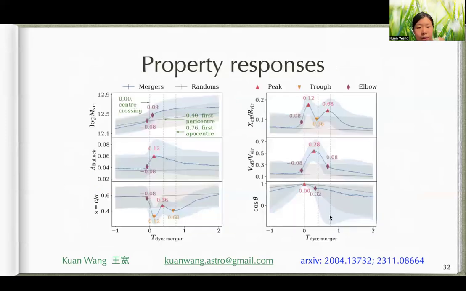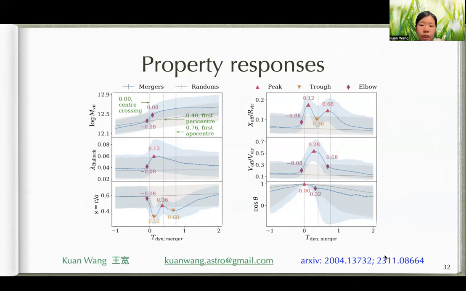So this is the main figure in our results. We use the same merger sample as before. The x-axis is time in units of dynamical times with respect to the time of merger. Each panel shows a different halo property. Besides the anisotropy properties, we also look at the halo mass and the rotation of the halo major axis. The merger sample is shown in blue, and the corresponding random sample, selected at the same time with the same previous mass, is shown in gray.